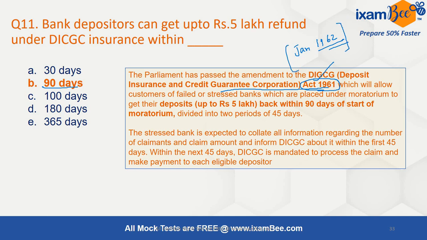The function of DICGC is to ensure the deposit and credit guarantee, guaranteeing the credit. As of today, your deposit in any bank up to 5 lakh rupees is insured with DICGC. So if any bank goes bust, a bank has failed, within 90 days you are going to get your money back. First 45 days are given to DICGC for collecting the data, who is the actual claimant of the deposit in the bank, and next 45 days DICGC has to give that deposit back to the depositor.